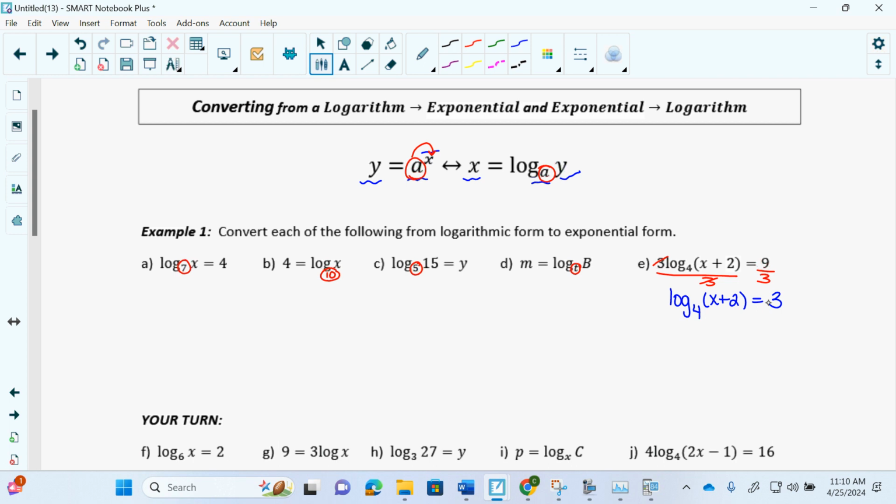What's my base? 4. Do you stack on the base of all my logs? Everyone agree? So A's base is 7, B's base is 10, C's base is 5, D's base is T, E's base is 4. Sorry, for B, how'd you get it? Because the most common base for logs used is 10. So whenever there isn't a base, you put base 10.